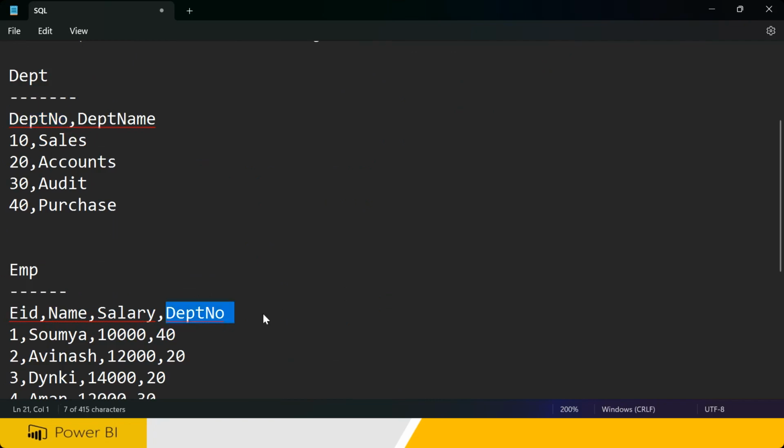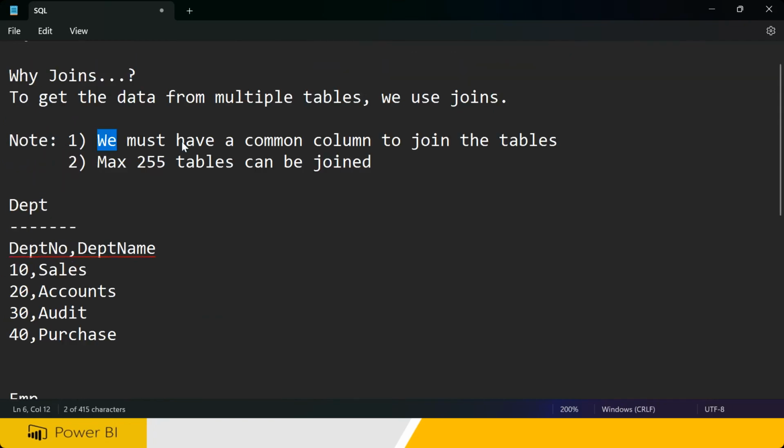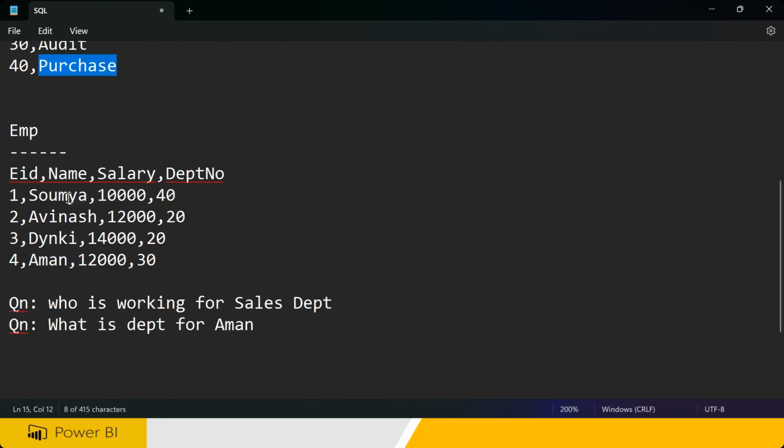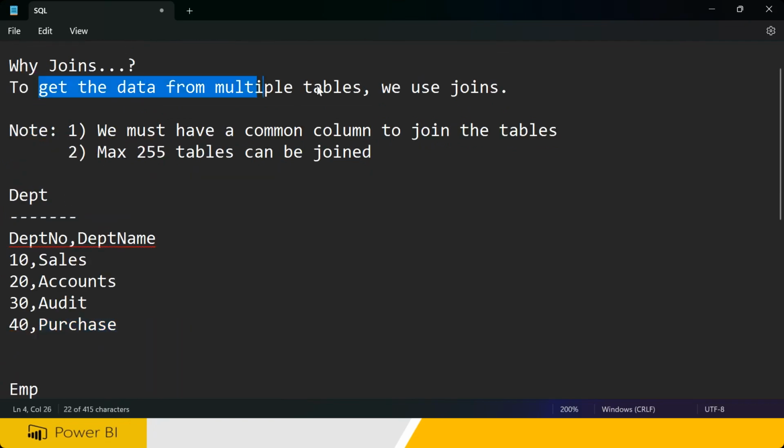But technically speaking, which is a primary key and which is a foreign key, if you don't know now, it is no issue at all. You must know that you need to have a common column to join the tables, right? Because of this common column only, we will be able to know where Soumya is working, where Avinash is working, or how many people are working for the accounts department, how many for the auditing department, and list the employees who are working for the purchase department. All these questions can be answered because you are retrieving the data from multiple tables.